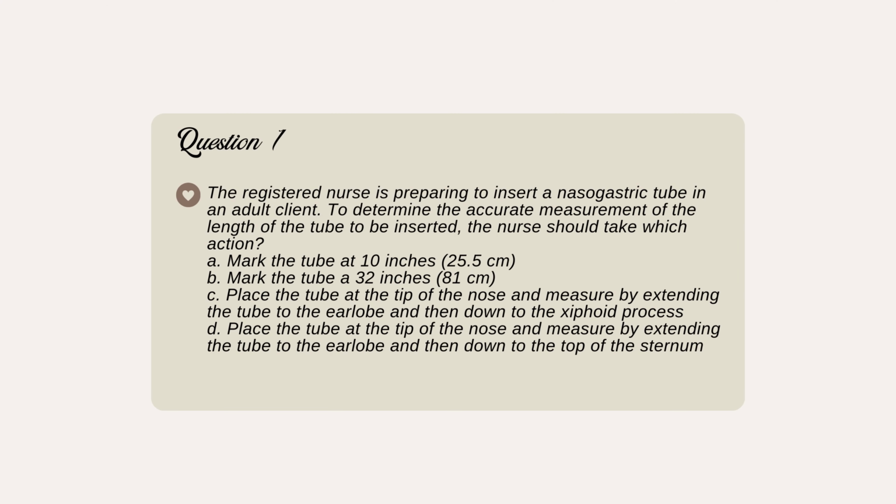Let's get started. The first question we have is: the registered nurse is preparing to insert a nasogastric tube in an adult client. To determine the accurate measurement of the length of the tube to be inserted, the nurse should take which action? A. Mark the tube at 10 inches, 25.5 centimeters. B. Mark the tube at 32 inches, 81 centimeters. C. Place the tube at the tip of the nose and measure by extending the tube to the earlobe and then down to the xiphoid process. D. Place the tube at the tip of the nose and measure by extending the tube to the earlobe and then down to the top of the sternum.